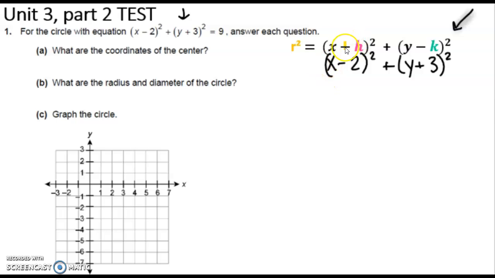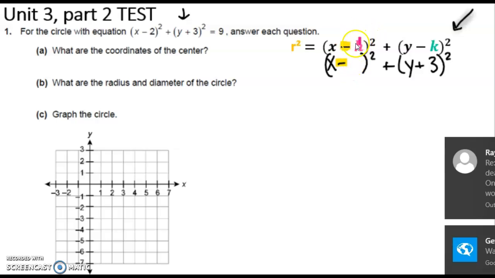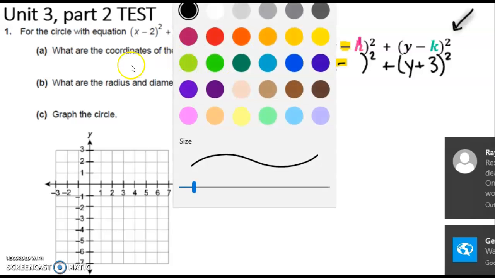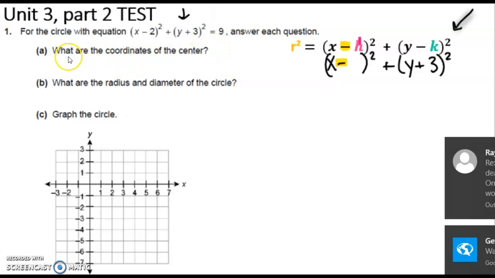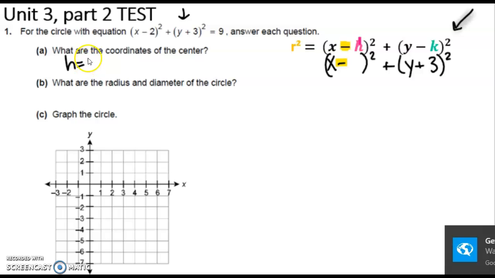So since this is a minus and a minus, hey, I like that. What that does is that tells me that h is whatever is underneath it. So it's 2, okay? So let me go ahead and put that there. So I know that h is going to be equal to 2.